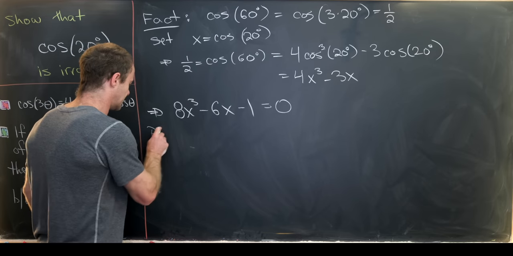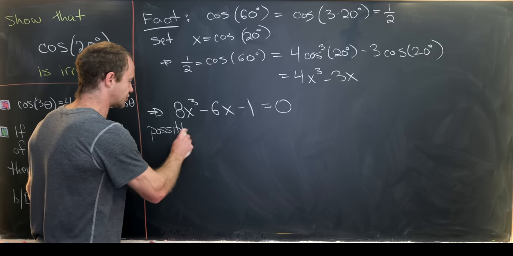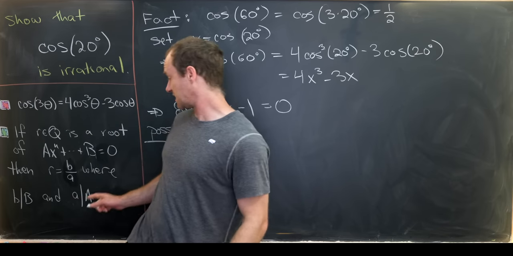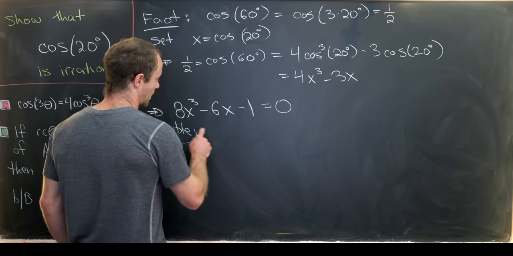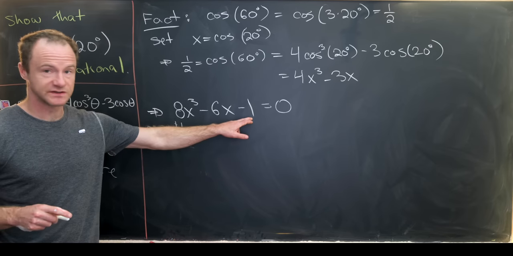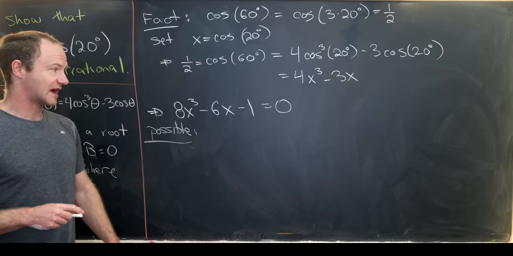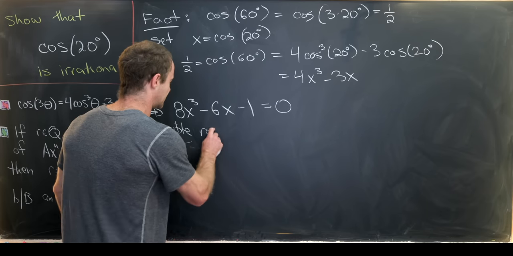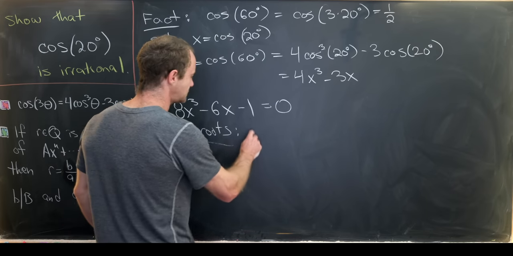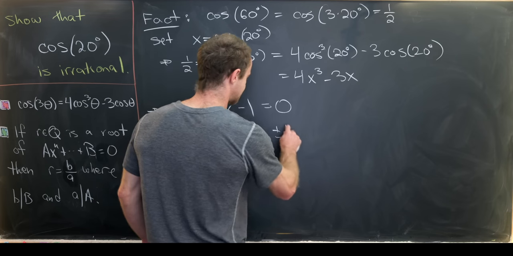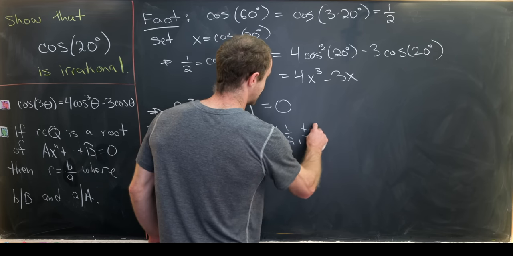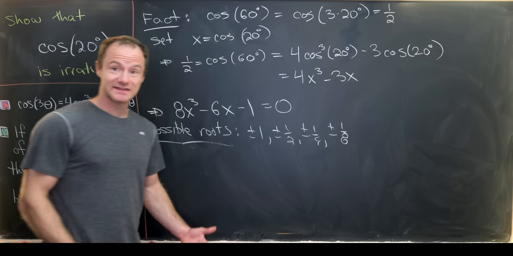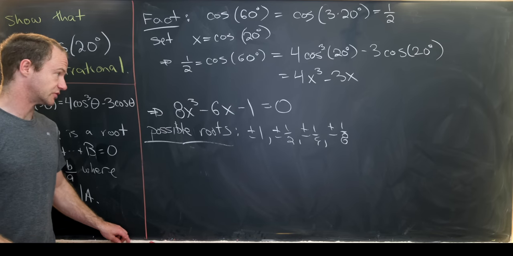So that means the possible rational values of the roots of this polynomial by this thing over here are going to be the factors of 1 divided by the factors of 8, plus minus each of those. So let's write that down. The possible roots are going to be plus minus 1, plus minus 1/2, plus minus 1/4, and finally plus minus 1/8. And that's it. Again, by our rational root theorem.